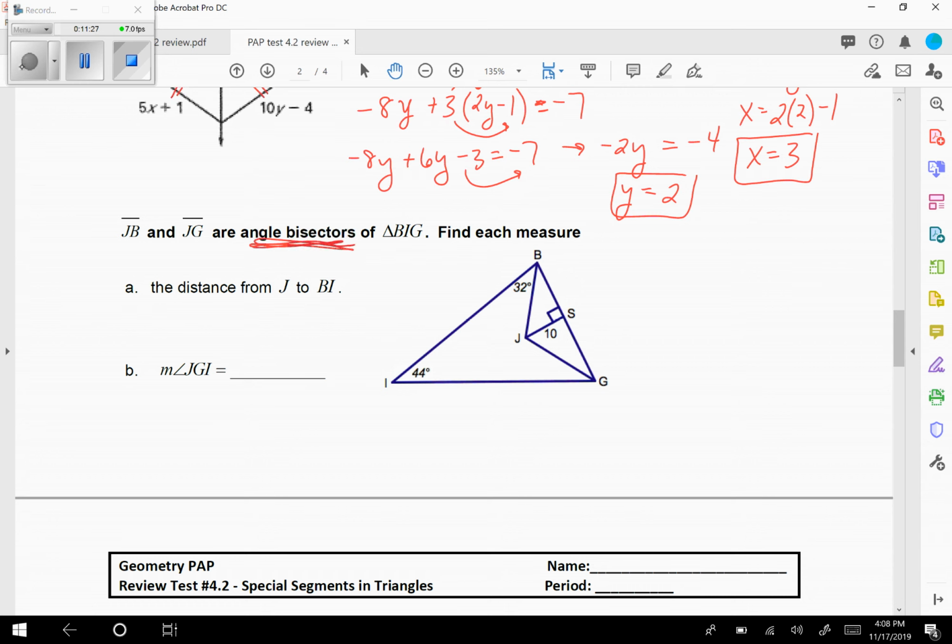It says JB and JG are angle bisectors. So right here, those are going to be congruent. And then here, we know that this side is 32, so this side here is also going to be 32. And so now you're going to have to look at the triangle as a whole to figure out what this angle over here, angle G, has got to be, so that then you can find the half and do angle JGI.